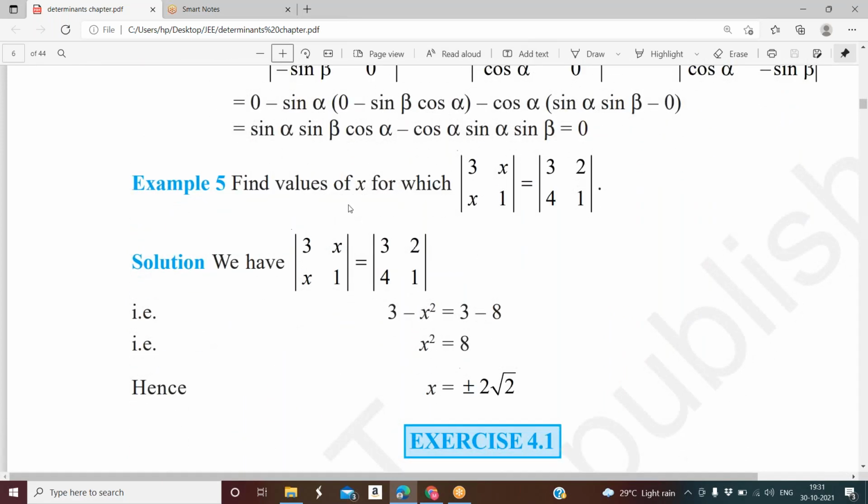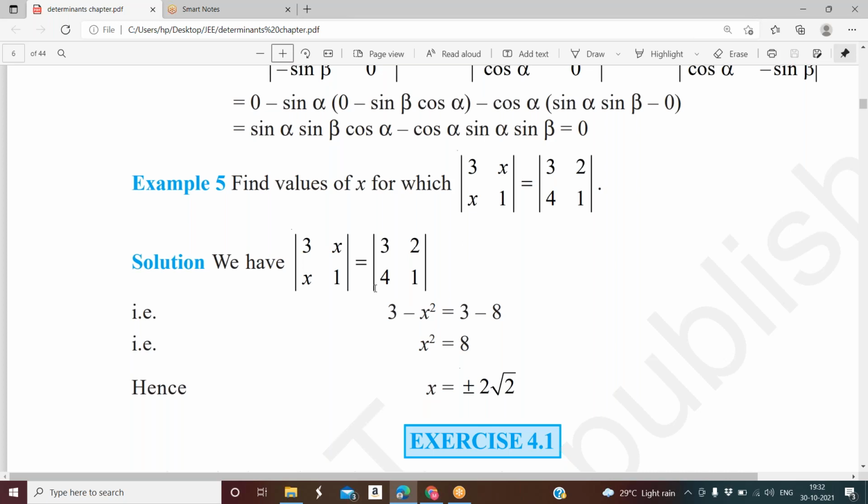Now see the next problem. Find the values of x for which the determinant |3 x; x 1| is equal to the determinant |3 2; 4 1|. So for what value of x is the left hand side determinant value equal to the right hand side determinant value? That is the question here. This is the condition given here.